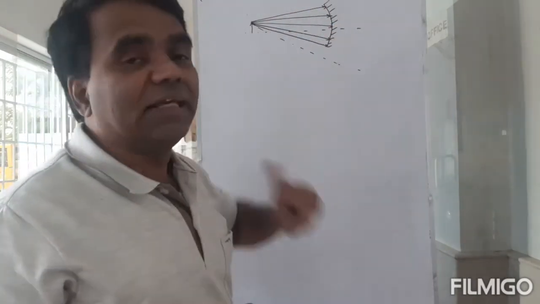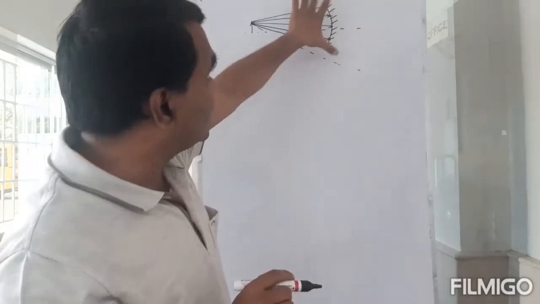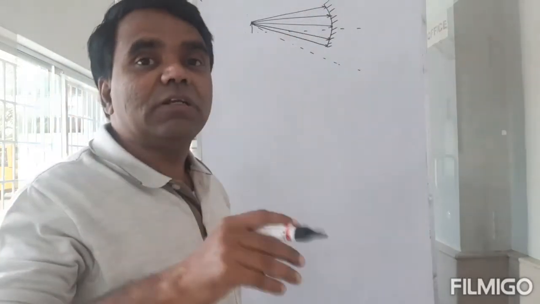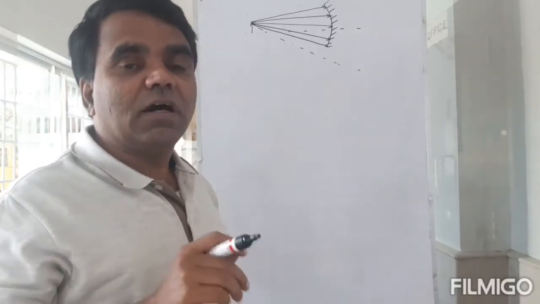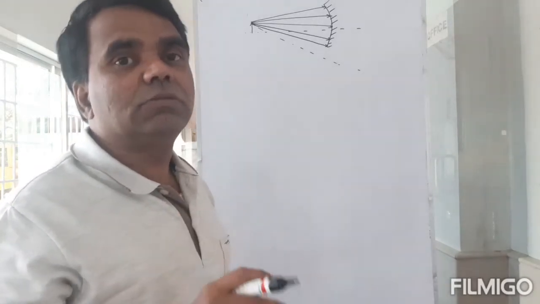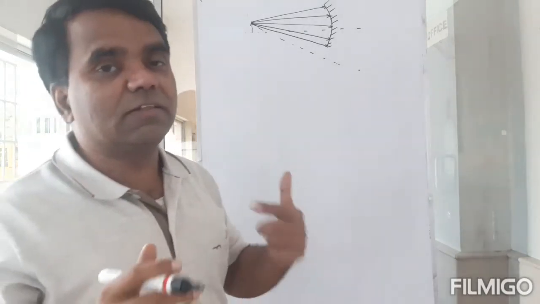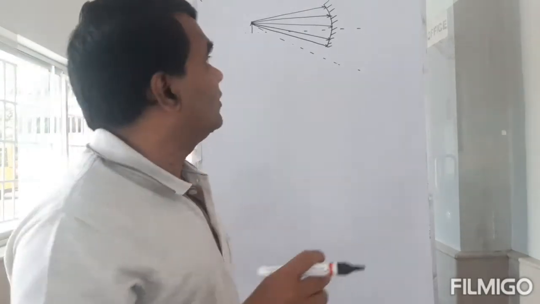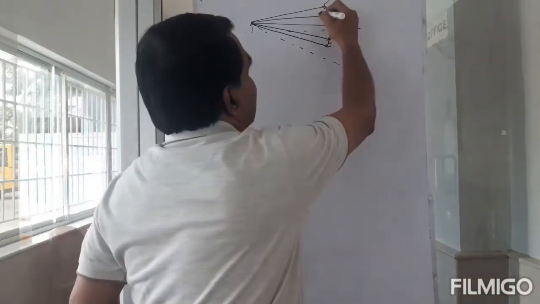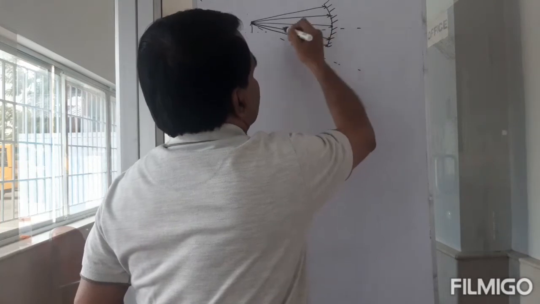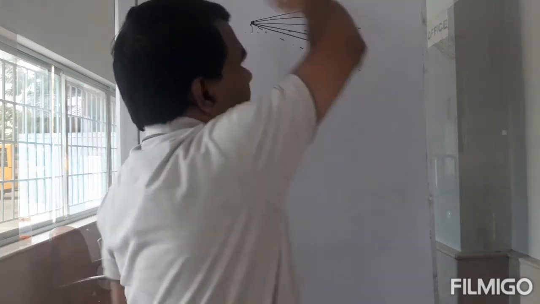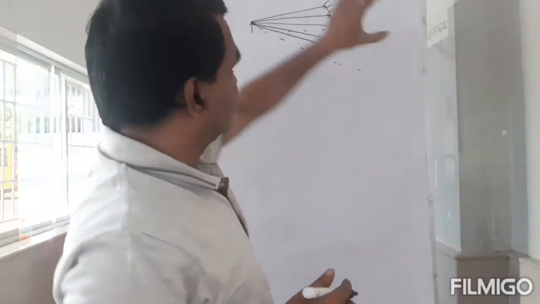But at every place, at every point on the mirror, they will undergo the law of reflection. I must be equal to R. The angle of incidence must be equal to the angle of reflection. Okay? And at every point, you have to draw a normal. Okay? That will go through the center of this sphere. Okay? The sphere from which you have cut this mirror.